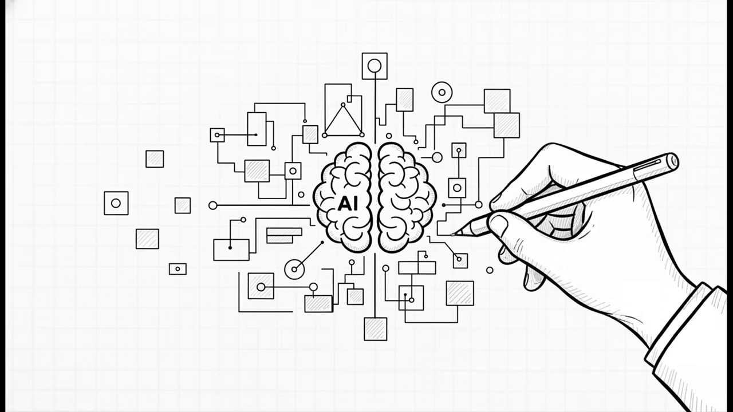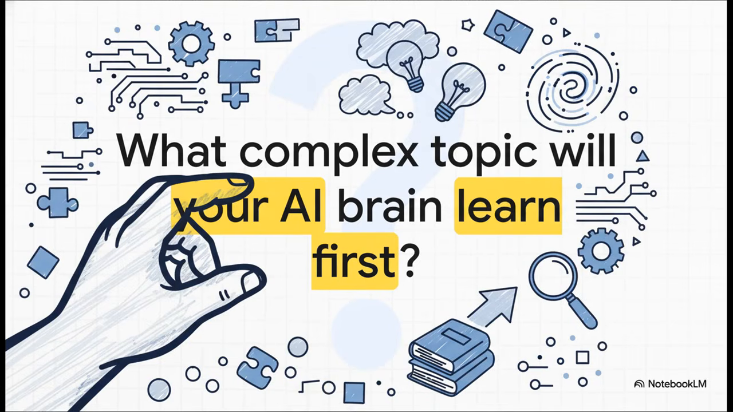You see, this is about more than just a new app. It's a new identity. You're no longer just a passive user of AI. You become the architect of your own custom, personalized research system, one that's tailored to exactly what you need to learn. The power is genuinely in your hands now. It's a completely new way to deal with information. So the only question left is, what complex topic, what ambitious project, what new skill will your AI brain learn first?